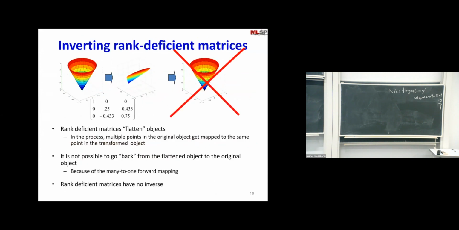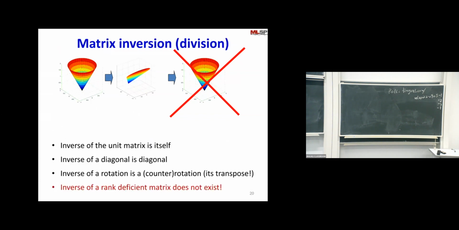So will rank deficient matrices have inverses? Why not? Unrecoverable loss. We cannot recover the lost information. If I take this chart and squish it down to a little flat piece of that object, then I cannot look at any point on that object and figure out where in the chart it came from. There were many values that got squished onto that one point, right? So it's not possible to go back from the flattened object, which means that rank deficient matrices cannot have inverses.